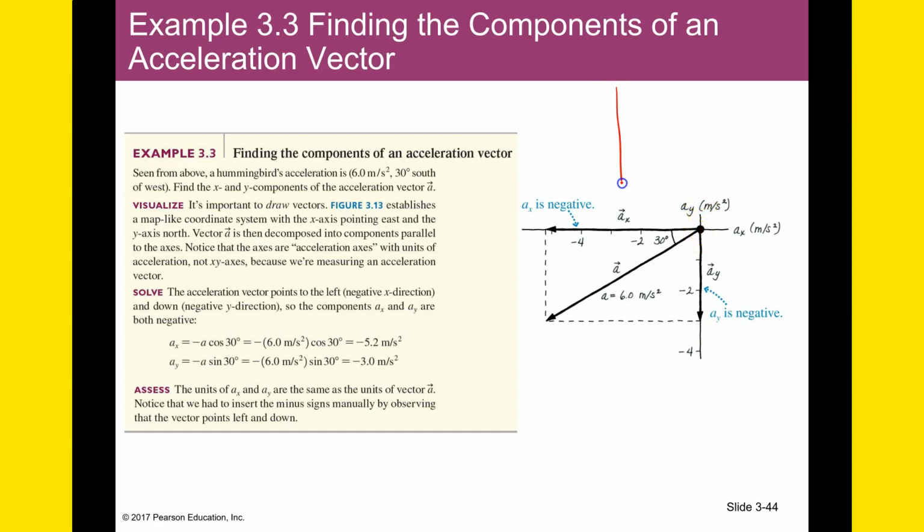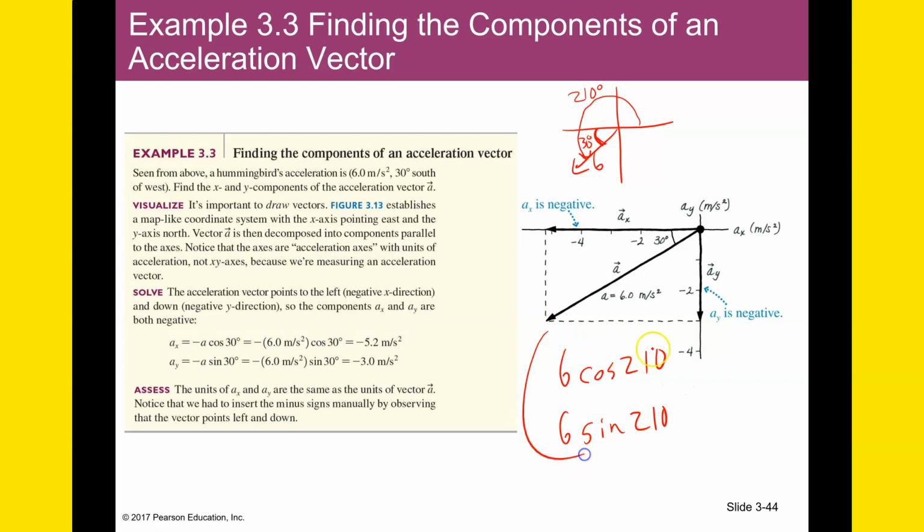Let me draw my own. So 30 degrees south of west. Here's my magnitude, and it's 30 degrees south of west. So here's west. So that's south of west by 30 degrees. Now, what is that as a standard angle? Well, it's going to be 180 plus 30, right? Which is just 210. So I'm going to simply break my vector down into components by doing 6 cosine 210 and 6 sine 210. And that's going to do it for me.